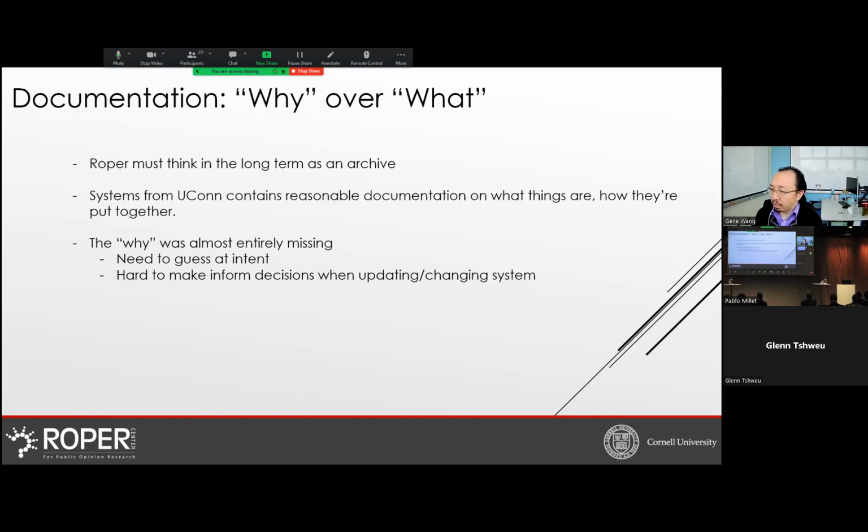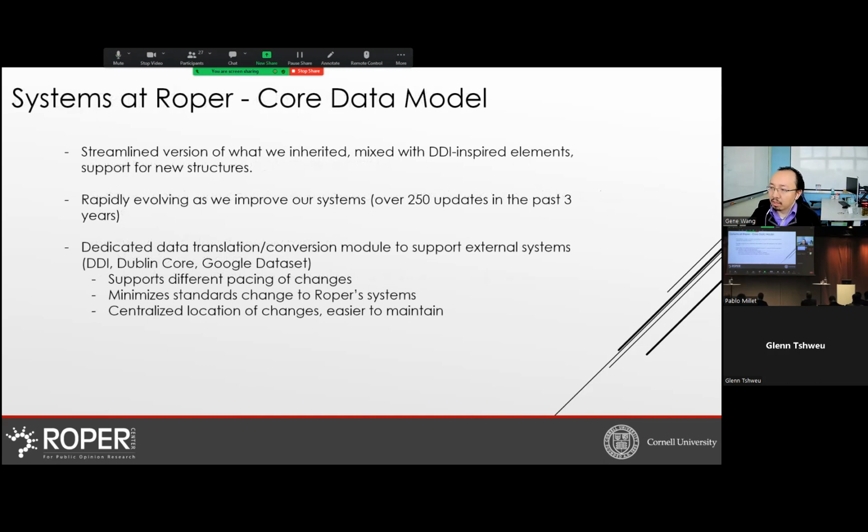So in essentially trying to reverse engineer much of these systems as we try to improve things, it was difficult to gauge their original intent, as well as trying to make some informed decisions on what to change and what to keep. So the output of all of that is some of our systems.